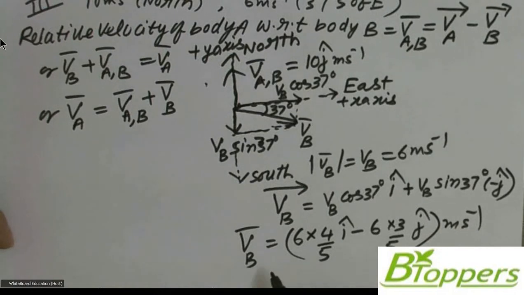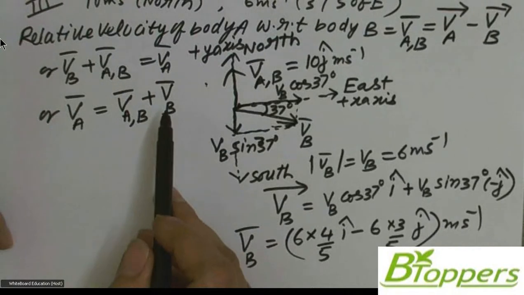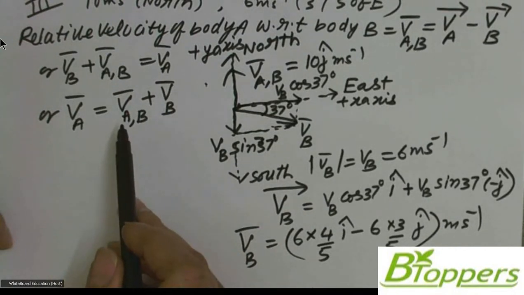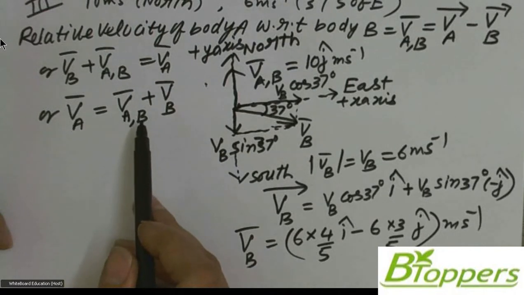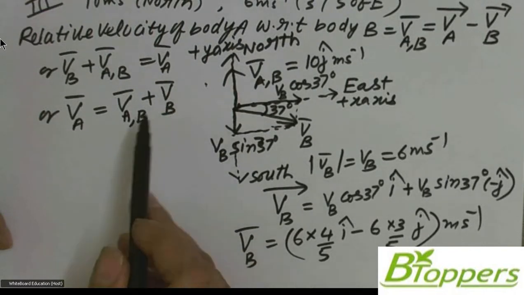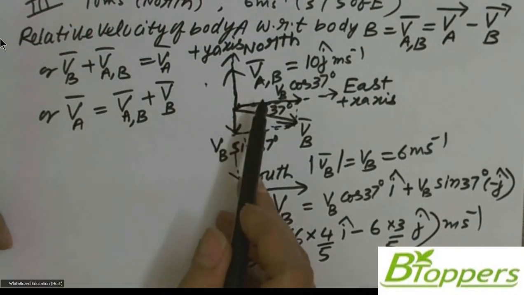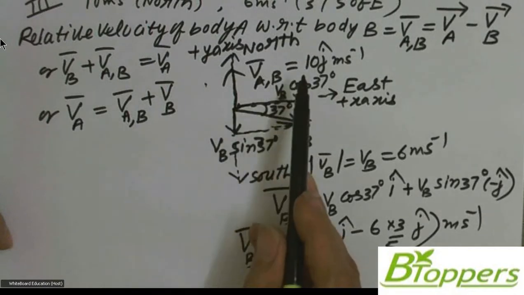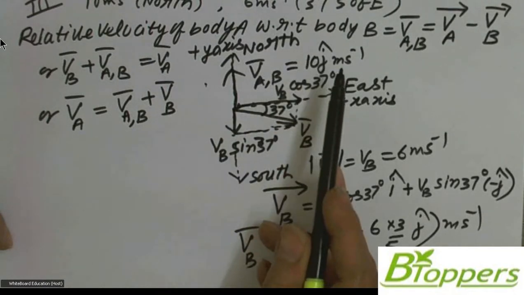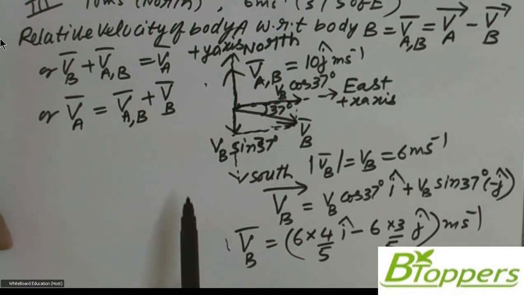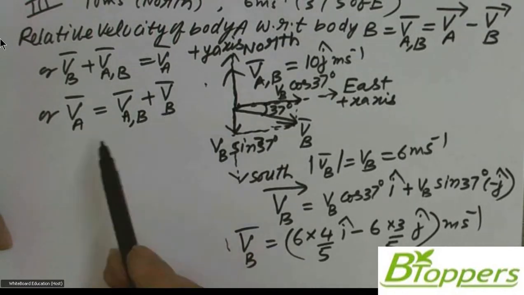So we'll substitute this value of VB bar in this equation. So the actual velocity of the body A is the vector sum of the velocity of A with respect to B and the velocity of B. V bar subscript A comma B represents the relative velocity of A with respect to B, which you can substitute as 10 j cap meter per second here. And you can substitute this value of VB bar in this term.